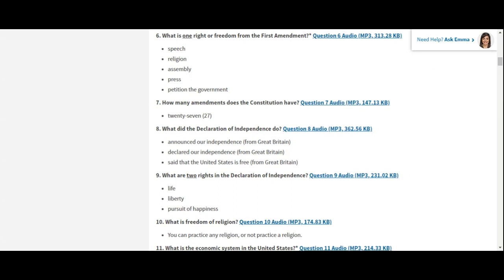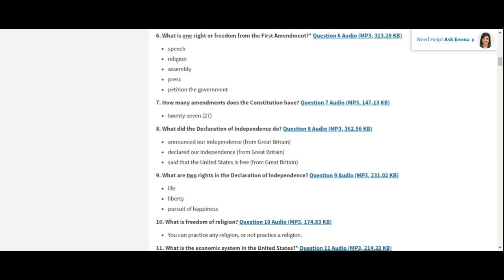What did the Declaration of Independence do? It announced our independence from Great Britain. What are 2 rights in the Declaration of Independence? Life and liberty.